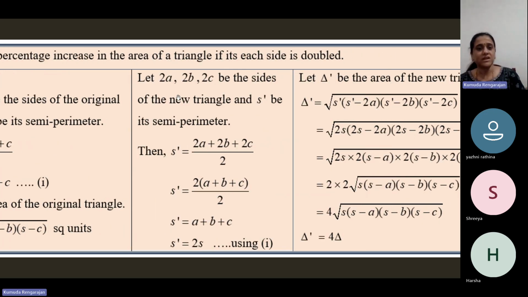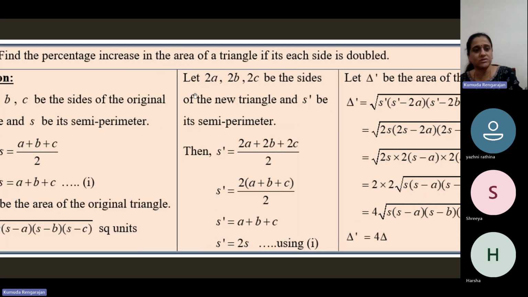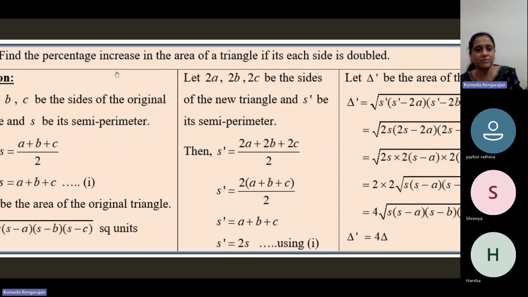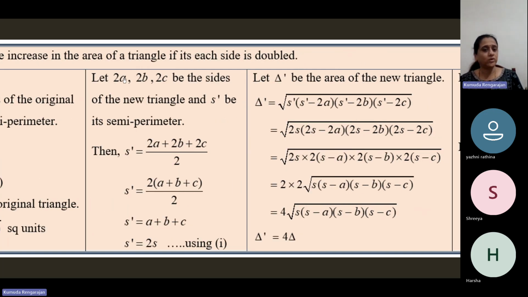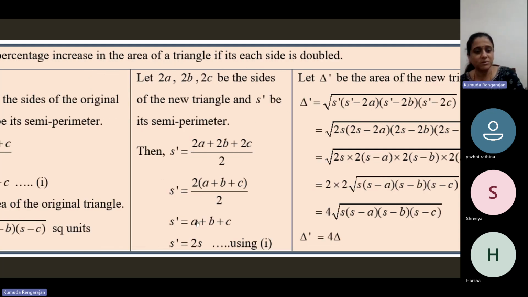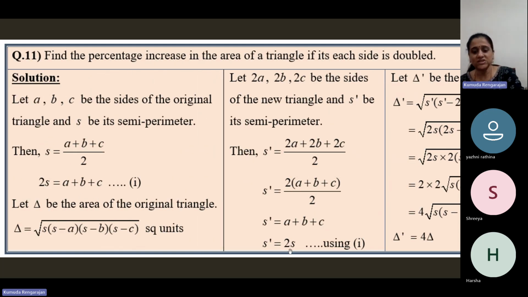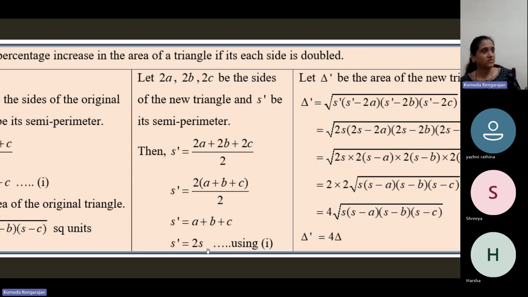Now new triangle. Let the sides be 2A, 2B. Why 2A? Because the sides are doubled. See the question: find the percentage increase in the area of the triangle if each side is doubled. So 2A, 2B, 2C. And let S dash be the semi-perimeter. So how do you find S dash? Add all the three sides and divide by 2. When you take out 2 common in the numerator, 2 and 2 get cancelled. So S dash is A plus B plus C. But what is A plus B plus C? 2S. So S dash is equal to 2S.